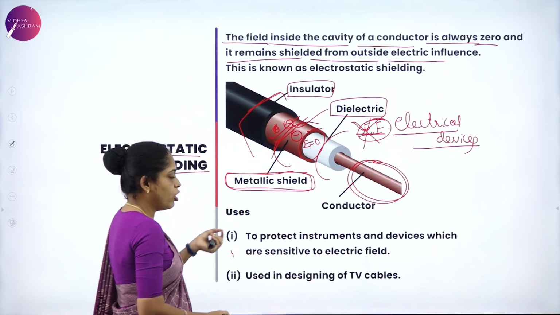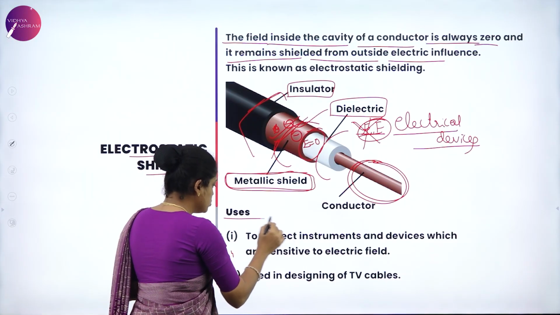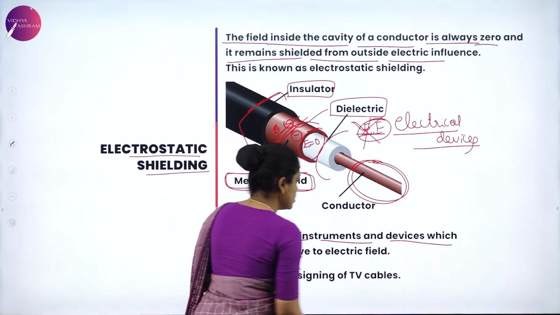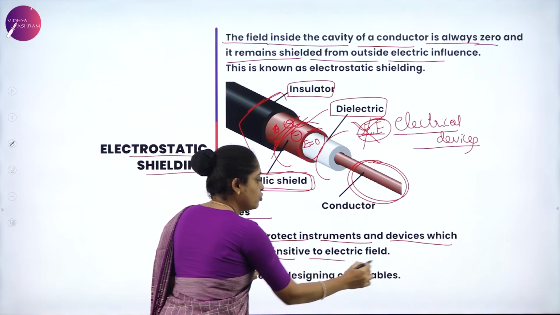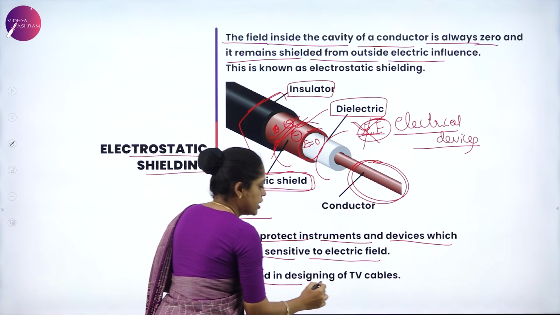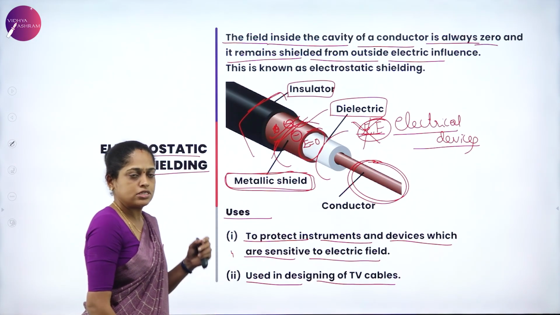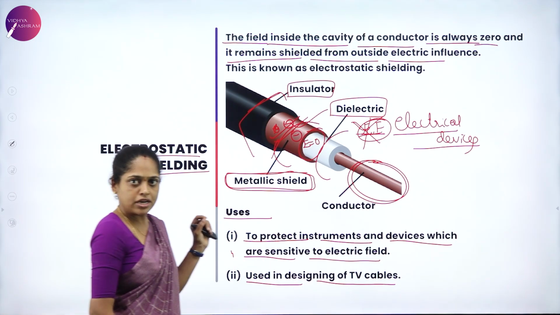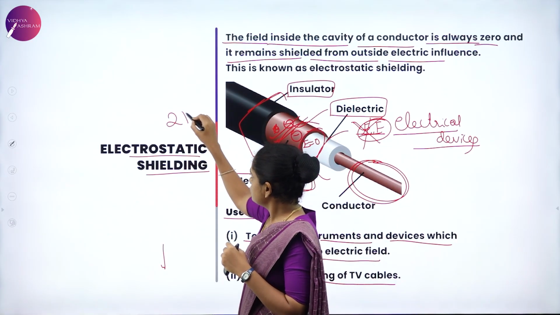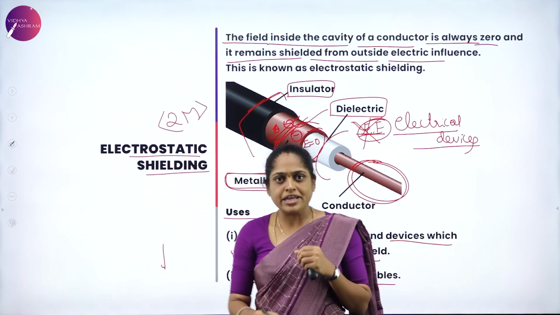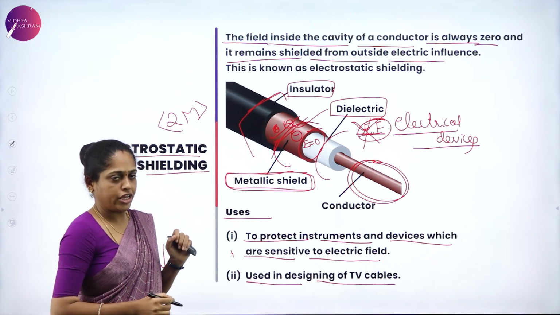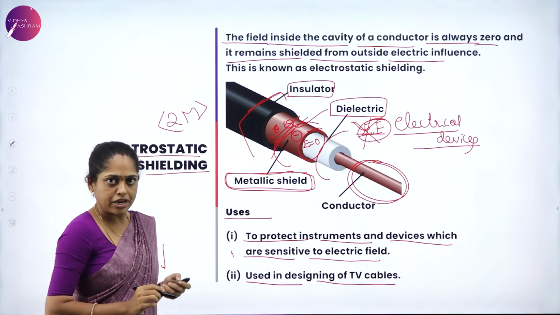And the example or the uses is to protect the instruments and devices which are sensitive to electric field. And the second one is used in designing of TV cables. These are the uses of electrostatic shielding, and you can expect this for 2 marks: what is electrostatic shielding and what are the uses of electrostatic shielding? This is all about the electrostatic shielding.